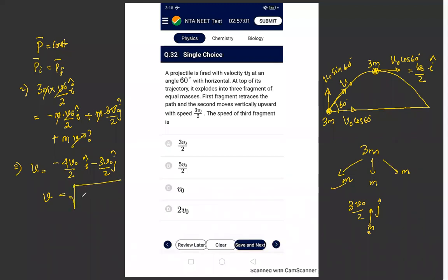Speed is nothing but the square root of minus 2 v naught whole square, that is 4 v naught square, plus 3 by 2, that is 1.5 square, or we can directly write it as 9 by 4 v naught square. v naught square will come out, and this one is 16 plus 9, that is 25. Square root of 25 is 5 divided by 2, square root of 4 is equal to 2. So finally we get the answer as 5 v naught by 2, which is the correct answer. That is option B.